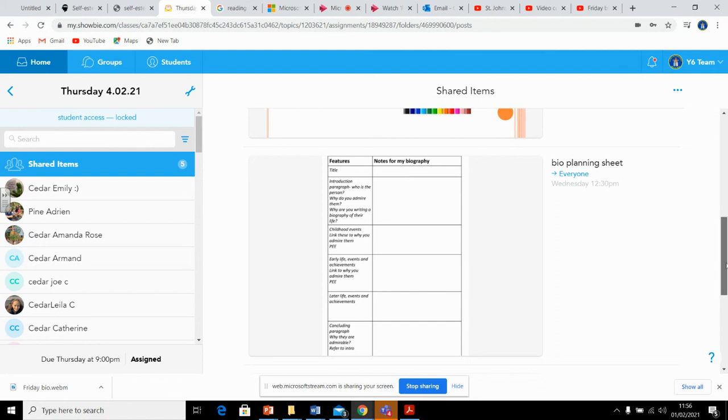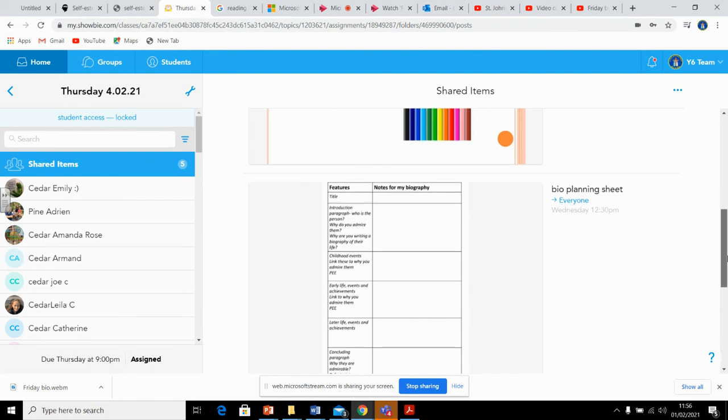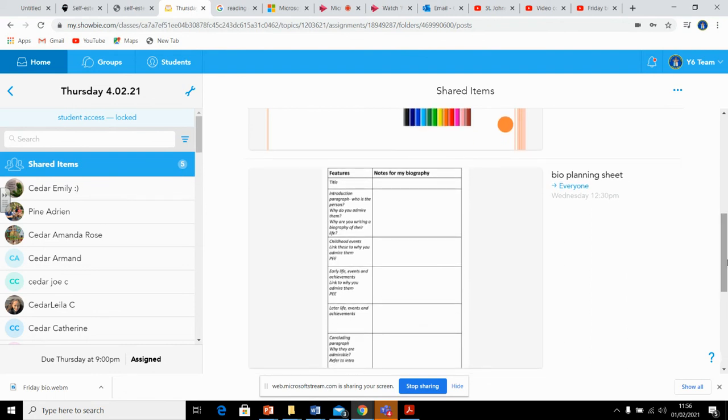So like I said at the start of this, it's really important that you handwrite it, because then you'll have it available really easily without having to come on and off Showbie, because this piece of writing is going to take us into next week.